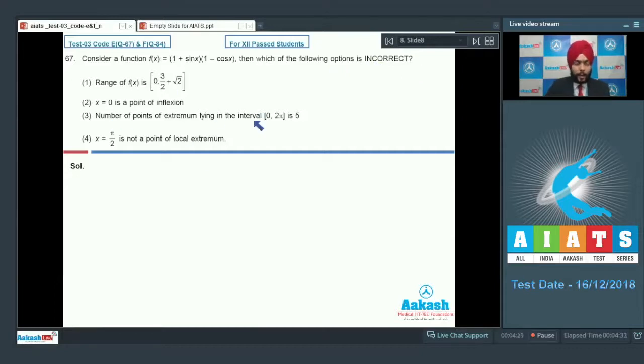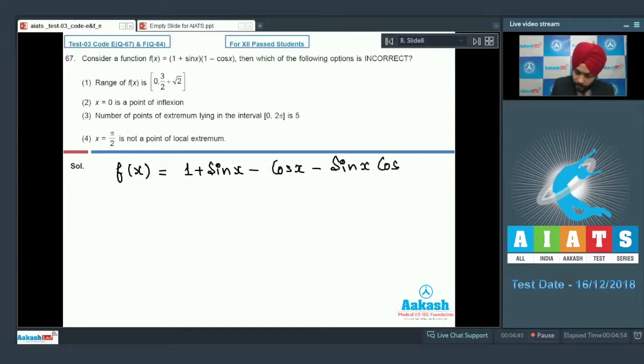So students, the options are talking about points of extremum, local extremum, point of inflection, range. So let us analyze this function by taking its derivative. We can see that f(x) is equal to 1 plus sin x minus cos x minus sin x into cos x. So let us calculate f'(x) and put it equal to 0. Differentiation of 1 is 0. Sin x gives cos x. Minus cos x gives sin x. Differentiation of sin x cos x gives cos square x minus sin square x.